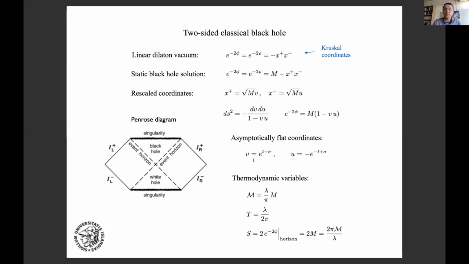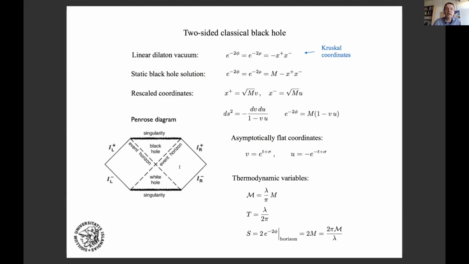There's a one-parameter family that generalizes the linear dilaton vacuum, which is the static black hole solutions. And it's convenient to rescale the mass out of these formulas, and then we get an expression here which looks very much like the Lorentzian version of the usual 2D cigar geometry. And then the mass is still here in the dilaton.